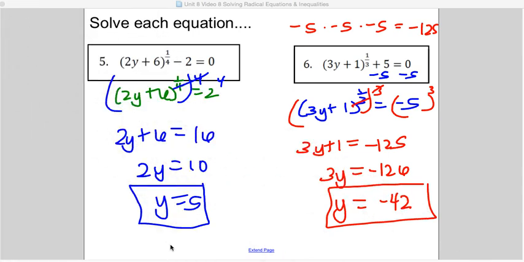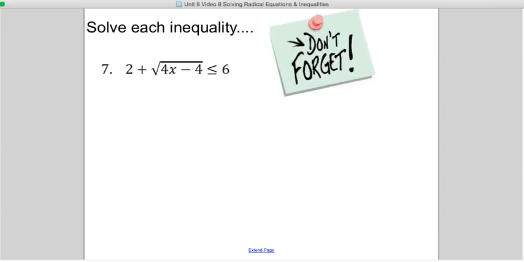Now we're going to go ahead and move on to inequalities. Okay, so when we have our inequalities, we could have a compound inequality. So just make sure we keep taking everything into consideration. So the first thing you need to do is just solve it like a regular equation. Biggest thing with inequalities is if you multiply or divide by a negative, you need to flip the sign.